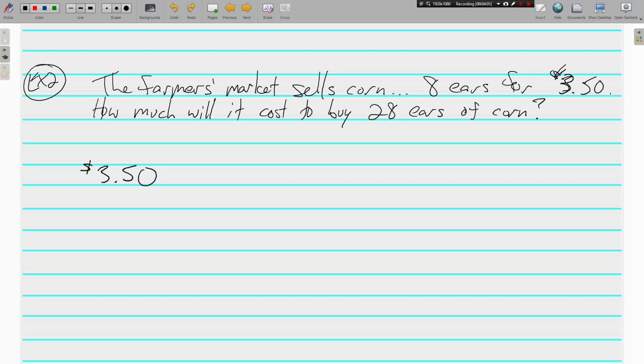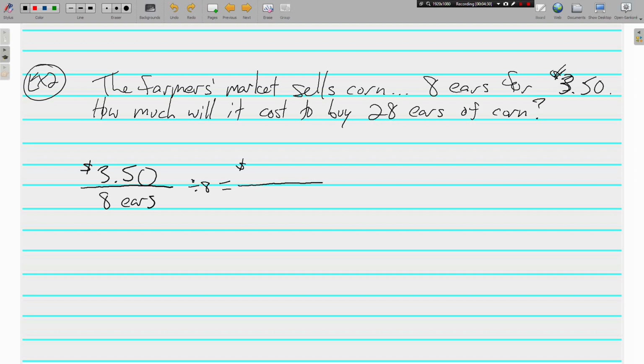I'm given 8 ears and I want to know about 28 ears. That's the part I can control, so that's going to need to go on the bottom. $3.50 for 8 ears. To make it a unit rate, I'm going to divide. And that's going to give me, let's see, 3.5 divided by 8.